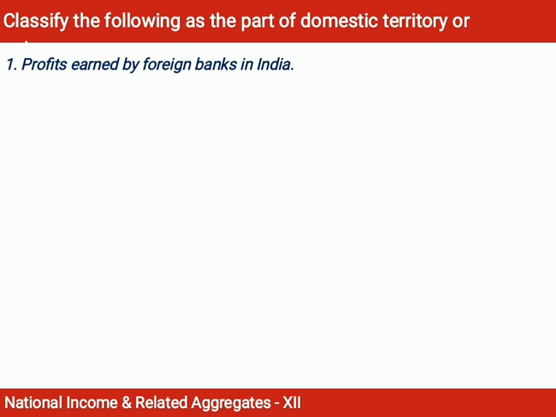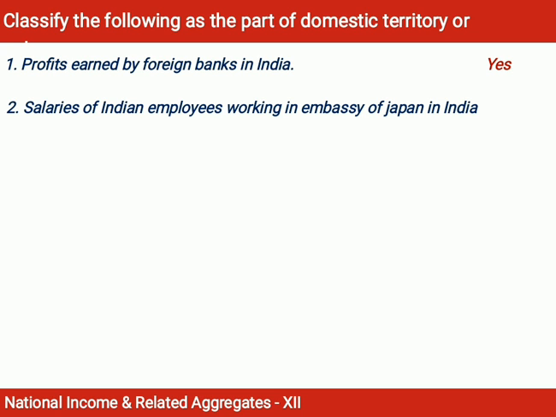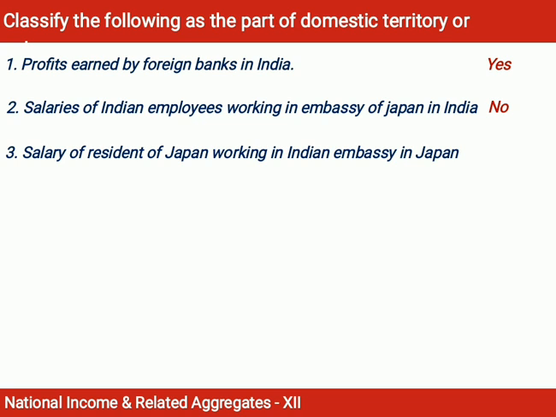Then classify the following as a part of domestic territory or not. Profit earned by foreign bank in India. Yes, it's a part of domestic territory because the bank is operating within the domestic territory of India. Salary of Indian employee working in embassy of Japan in India. No, Japanese embassy in India is not a part of domestic territory of India, but it's a part of domestic territory of Japan.